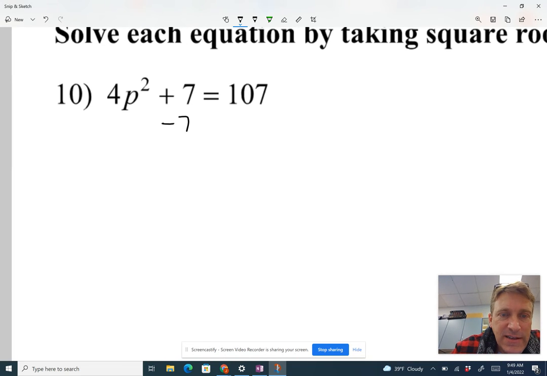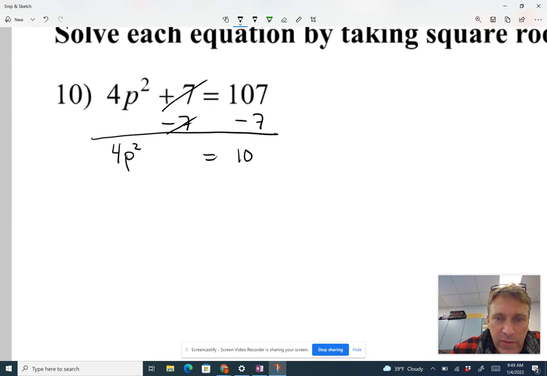So I'm going to subtract 7 from both sides. And that gives me 4p squared on the left. These two cancel each other out. And I get 100 on the right. I want to get rid of that 4, and that's multiplication. So the opposite of multiply is divide. Divide both sides by 4, and I get p squared is equal to 25. 100 divided by 4 is 25.